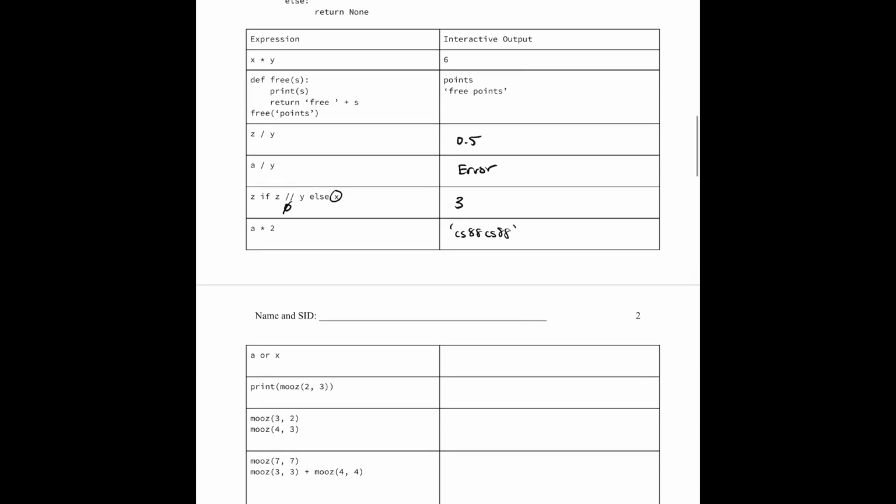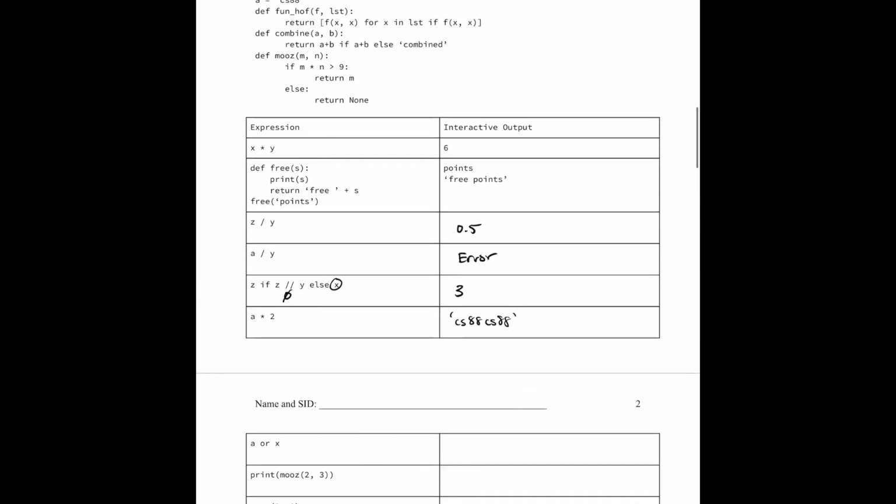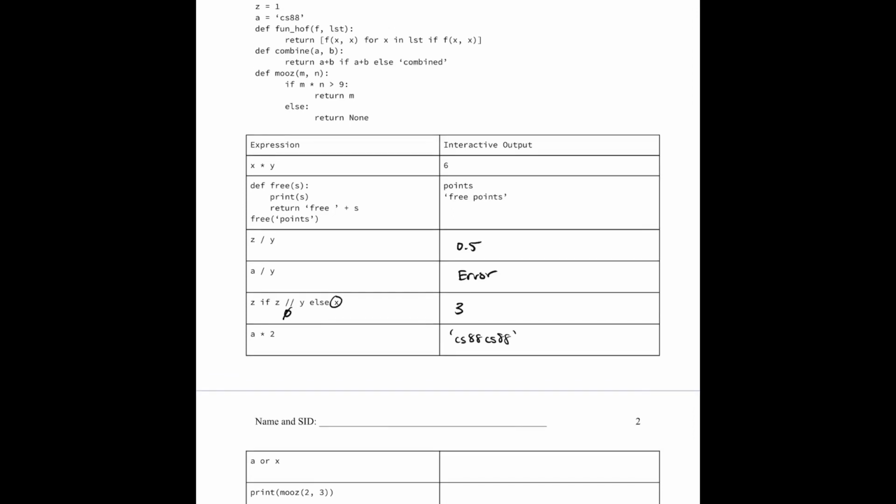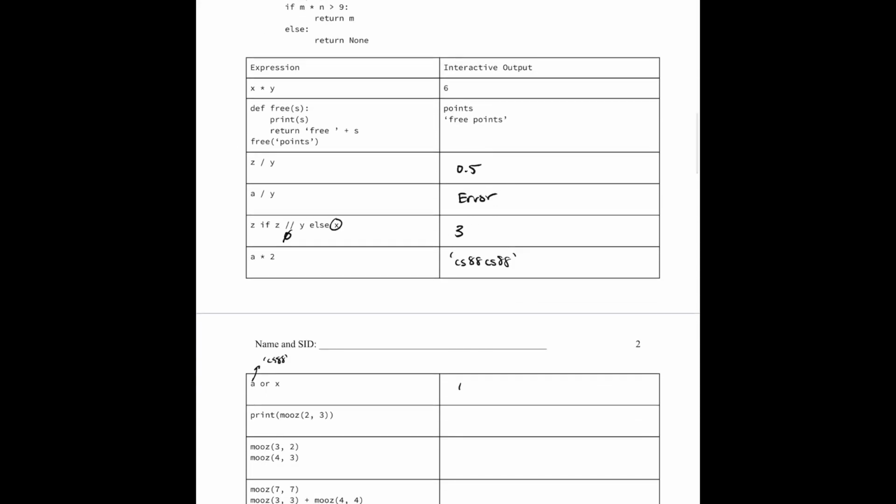Cool. Now when we do a or x, remember that or statements short circuit the second that they see a truthy value and they return it, or else they return the last falsy value they see. So we see that a is a string CS88, and we know it's not a null string, so we immediately hit our first truthy value, so we just return CS88 here.